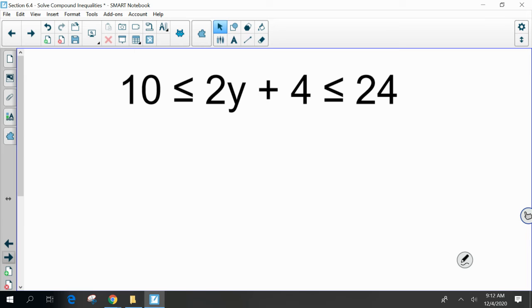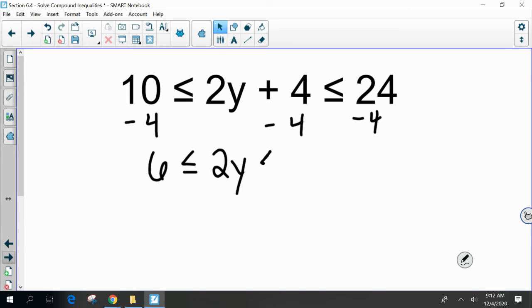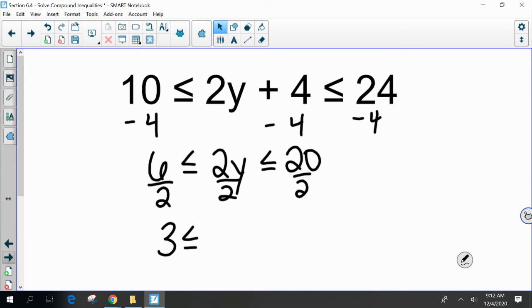So what would I do first? Subtract 4 from both sides. So I would have 6 less than or equal to 2y less than or equal to 20. And then I have one more step. Divide everything by 2. So 3 less than or equal to y less than or equal to 10. So since there were no signs changing, I would say keep it together.